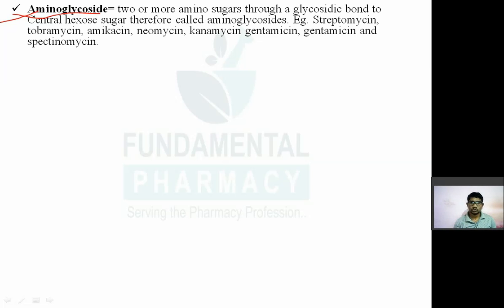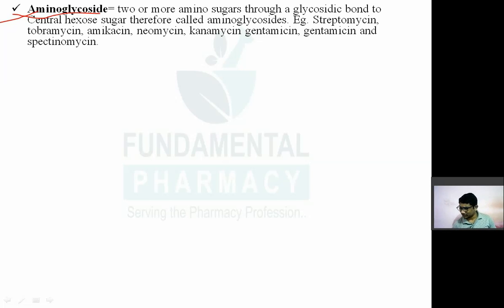So two or three amino sugars, like your glucose, that is a sugar. If one hydrogen is replaced with an amino group, or a hydroxyl group is removed and an amino group is put in, that will become an amino sugar: glucosamine, fructosamine, like that. So those amino sugars are joined together by a glycosidic bond to one central sugar molecule.